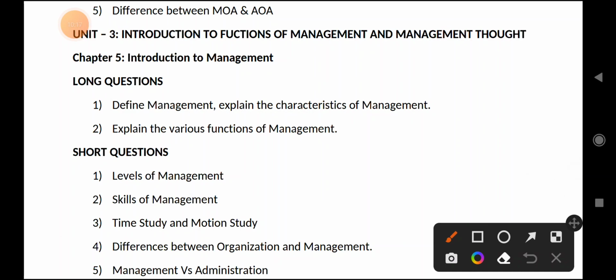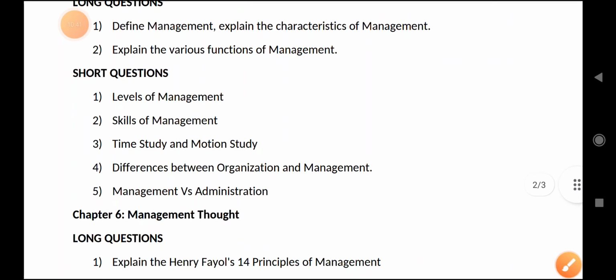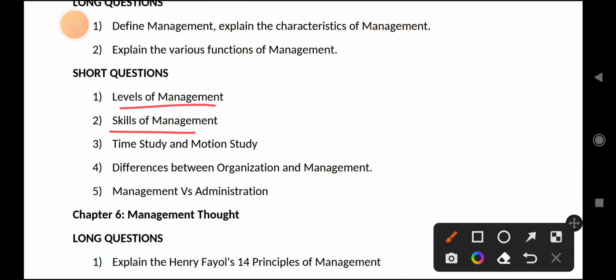Next, introduction to functions of management and management thought. Introduction to management, chapter 4. In this, define management, explain the characteristics of management. Okay, explain the various functions of management. These are the important A category questions. Then levels of management, skills of management. These are short questions, generally will be asked.